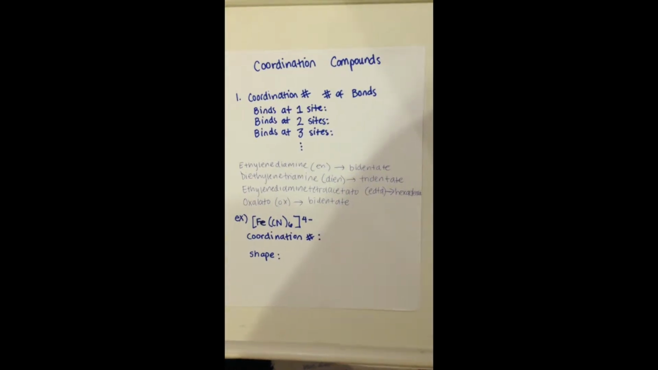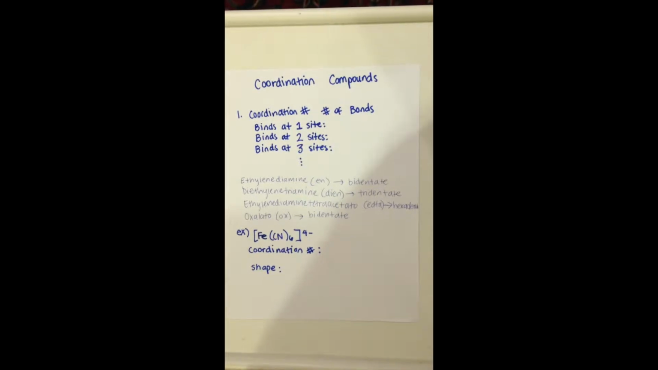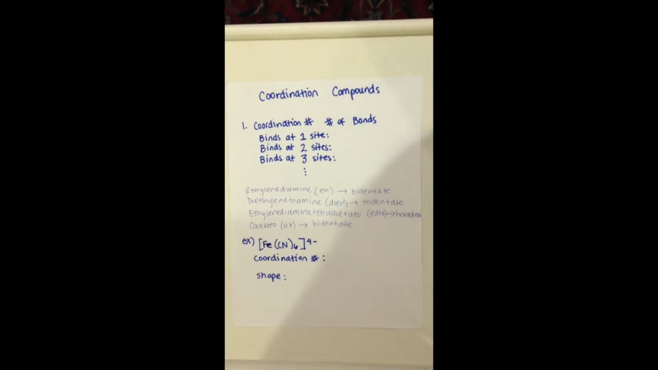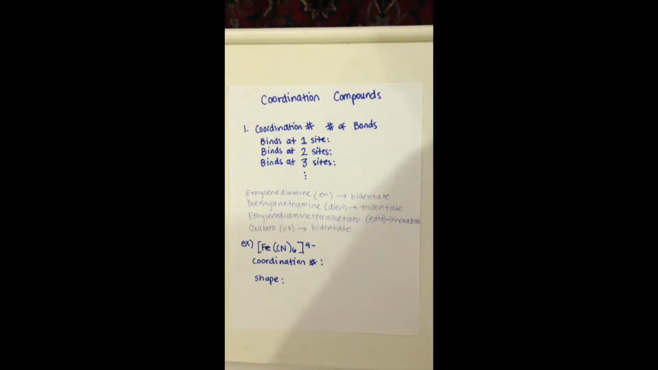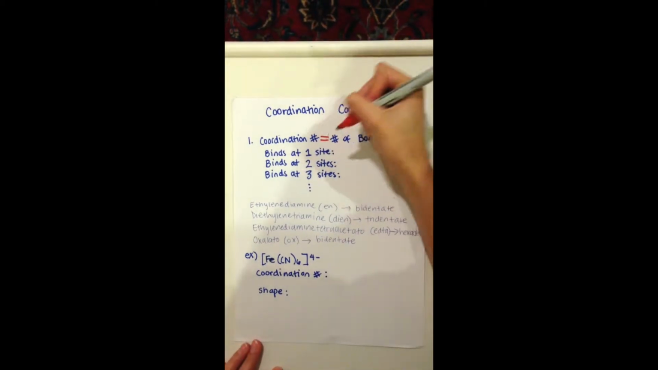In this video, you will learn about coordination compounds. To begin with, a coordination compound is composed of a transition metal and ligands, which bind together to form a complex. One concept to know is that the coordination number of a coordination compound equals the number of bonds.